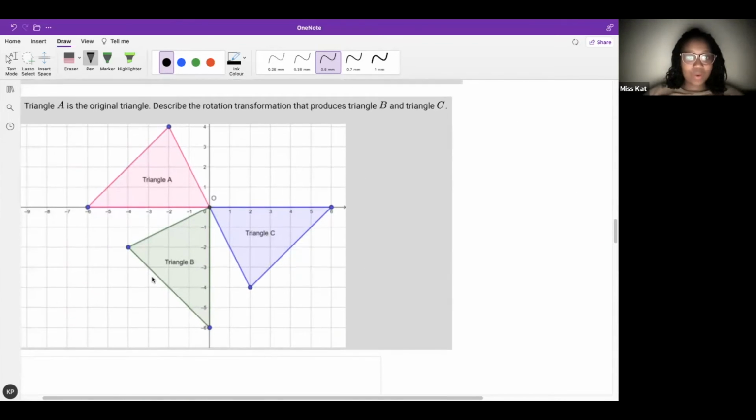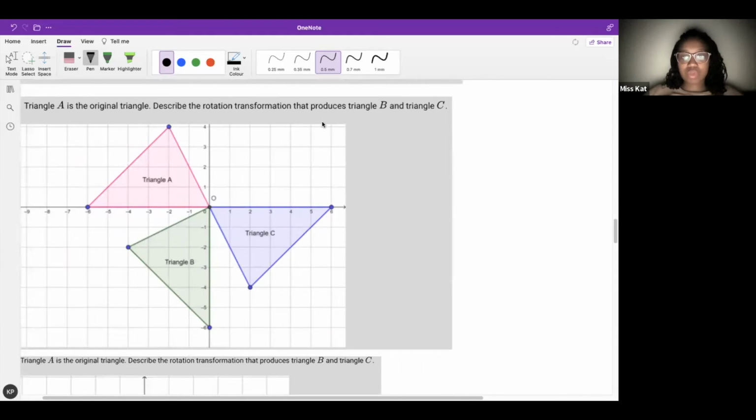Nice. Now, let's spice life up a little bit. Triangle A is the original. Describe the transformation that produces triangle B and triangle C. Now let's start with triangle A. Point number 1, we need the coordinates. We can't do anything if we don't have the coordinates. So let me write here, triangle A.